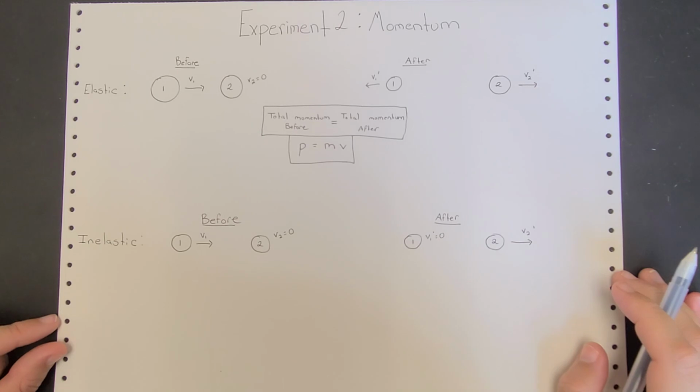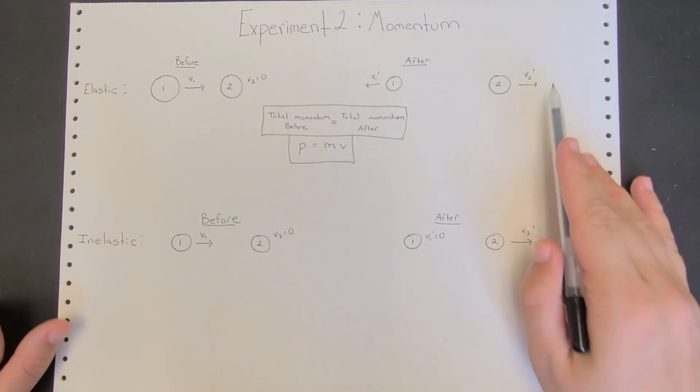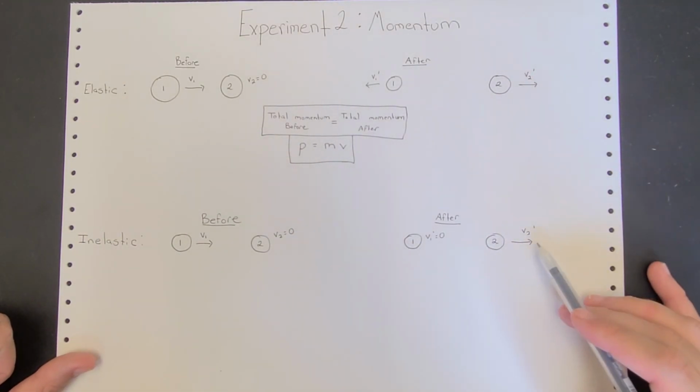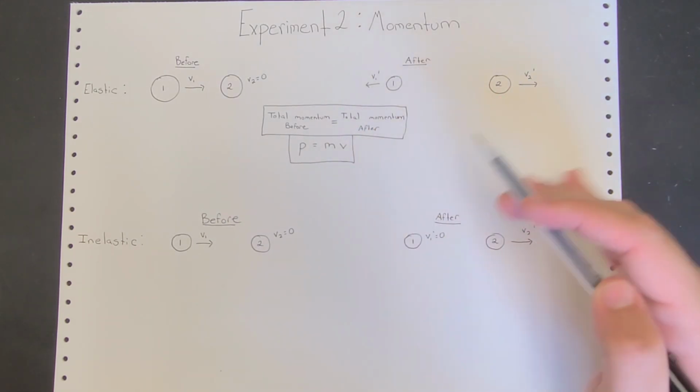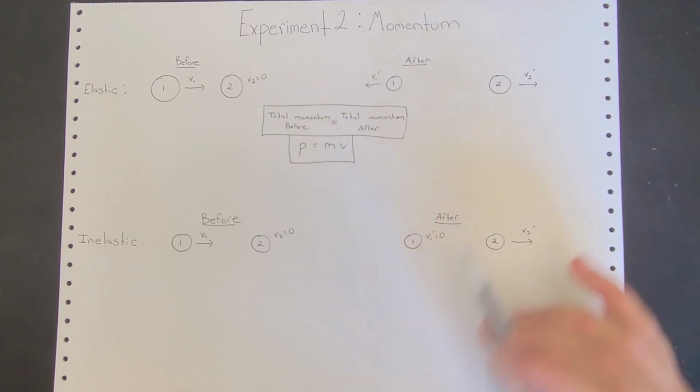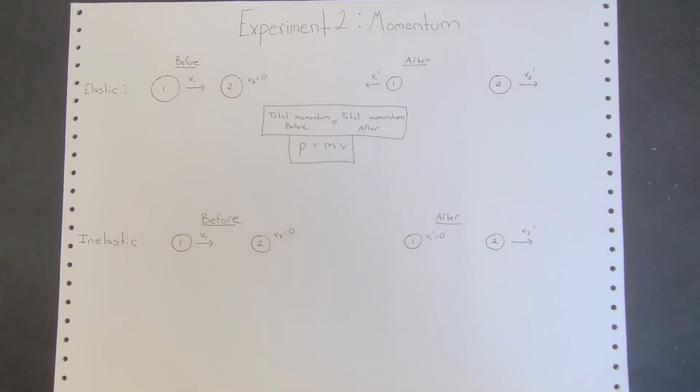Okay, so let's use conservation of momentum to find out what this final velocity is going to be, because whichever scenario results in v2 prime being bigger, that's going to be the case where object 2 will travel the furthest.